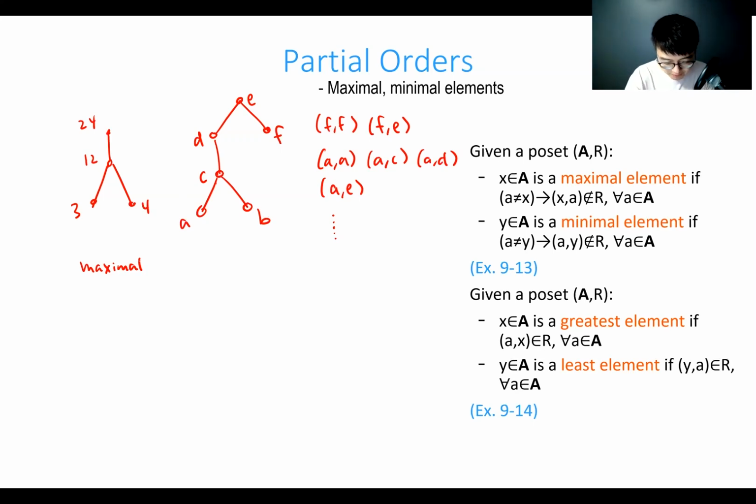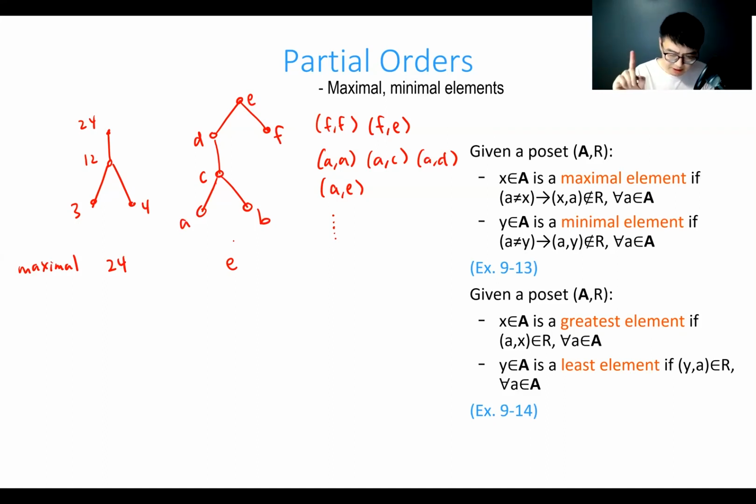Now, for the first one, the maximal element would be 24. In the second one, the maximal element would be E. So let's verify. What is 24 related to? 24 is only related to 24 in this Hasse diagram, nothing else. What is E related to? E is only related to E, nothing else. So that makes it maximal.